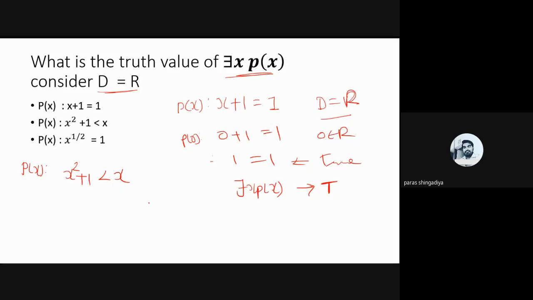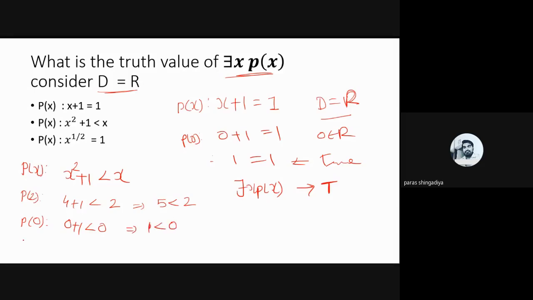But consider 2. What is the output of P of 2? P of 2 will become 4 plus 1 less than 2, that is 5 less than 2. It is wrong. So for any positive number, if you consider 3, 4, 5, 6 and so on, it will be wrong. Now consider 0. P of 0 will become 0 plus 1 less than 0, that is, 1 less than 0. That is also wrong.